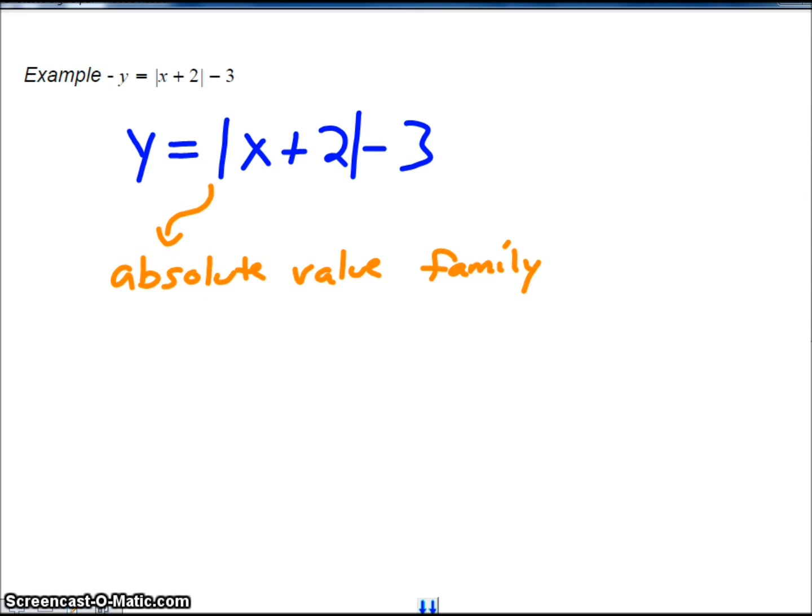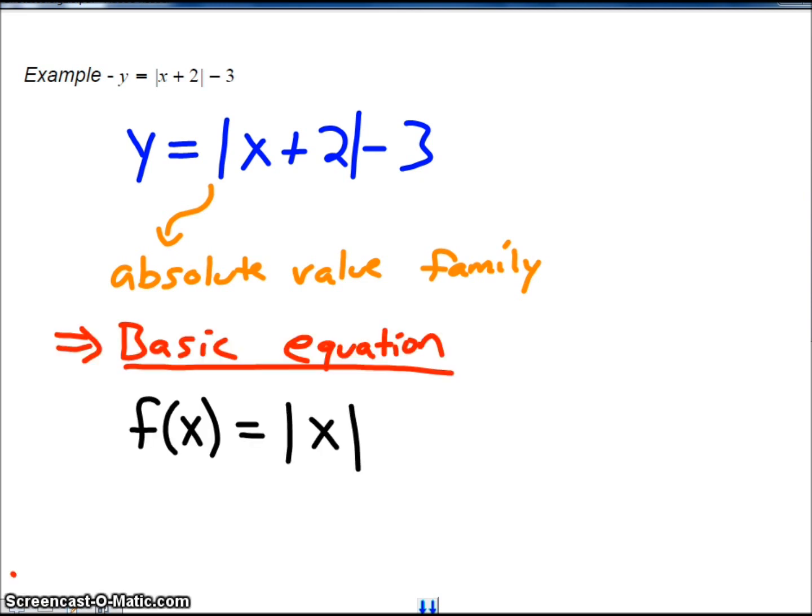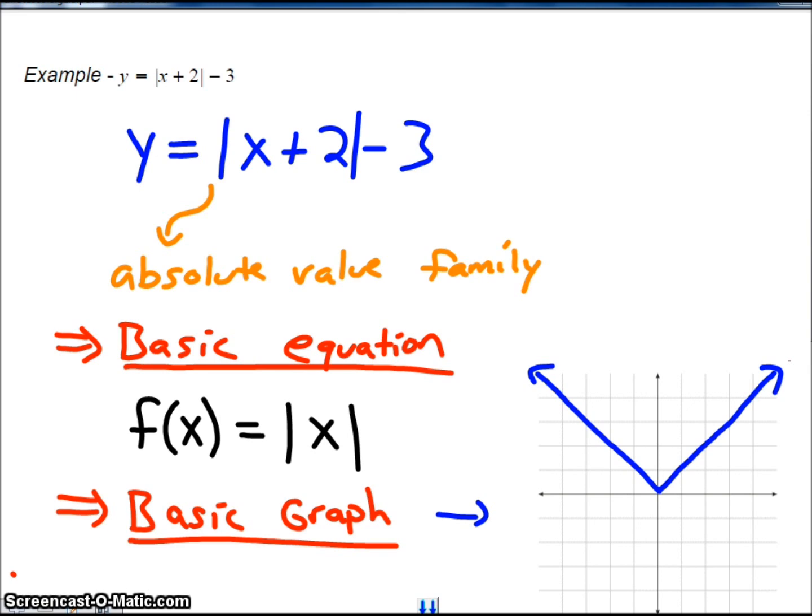consider, well, what's the shape of this graph and what's the most basic equation for this family? We want to start with the most basic equation and we're going to build up from there. So the most basic equation for the absolute value family is f of x equals the absolute value of x. And so we have that equation memorized for the absolute value family. That's the most basic one. And we have the graph memorized for that basic equation. So for that basic equation, the graph is a V shape where the pointy end of that V shape is at 0, 0.